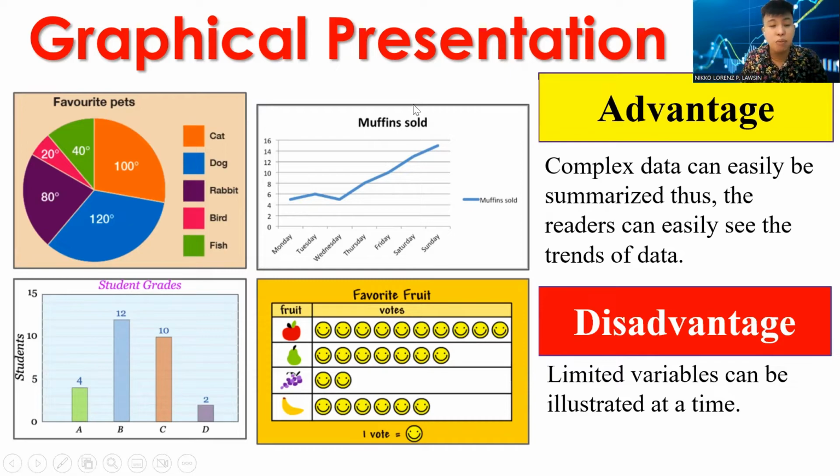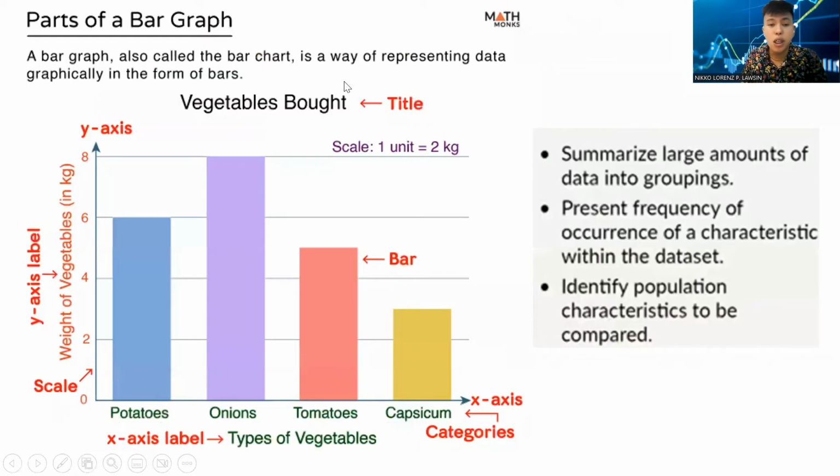Okay, let's now move to the types of graph presentation. First one is the bar graph. A bar graph, also called a bar chart, is a way of presenting data graphically in the form of bars. It has a title, the x-axis, the y-axis, and the labels. The x-axis this time contains the categories, while the y-axis contains the scale.